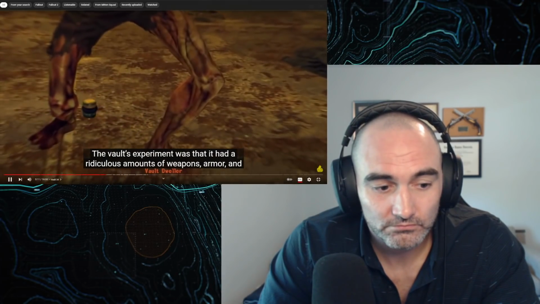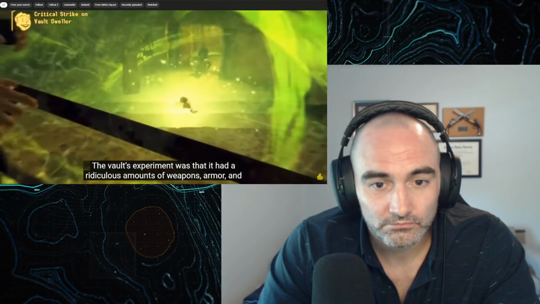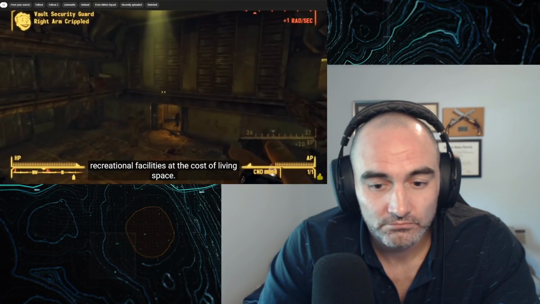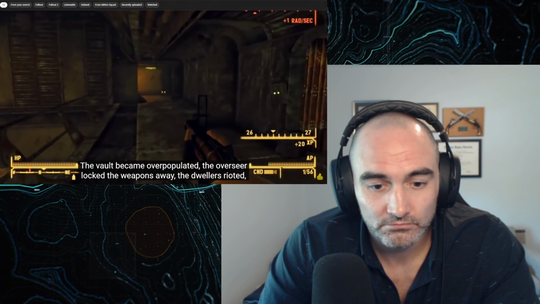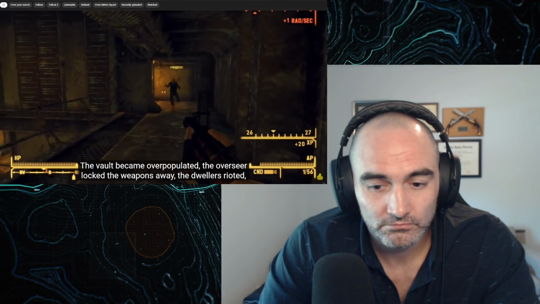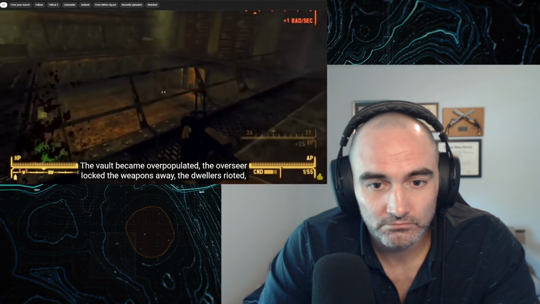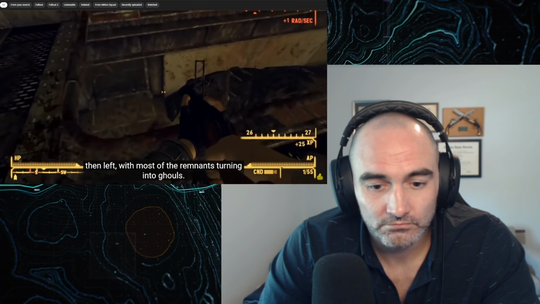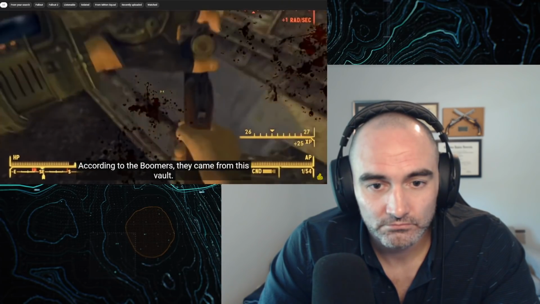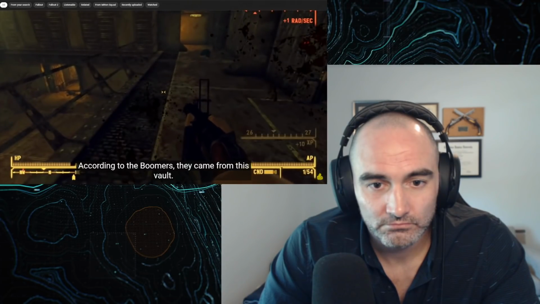The Vault's experiment was that it had a ridiculous amount of weapons, armor, and recreational facilities at the cost of living space. The Vault became overpopulated. The Overseer locked the weapons away, the Vault dwellers rioted, then left, with most of the remnants turning into ghouls. According to the Boomers, they came from this Vault.